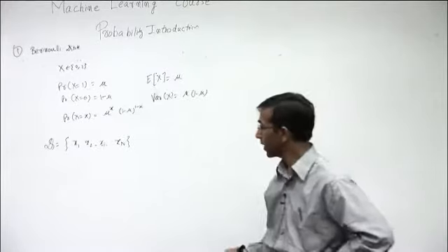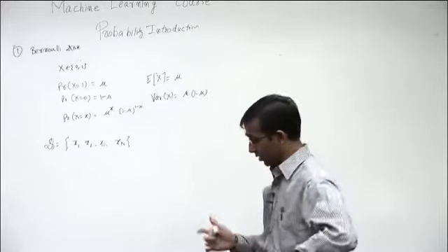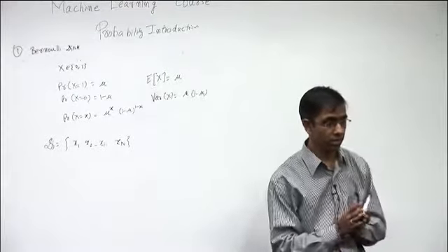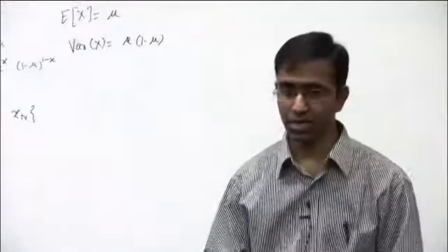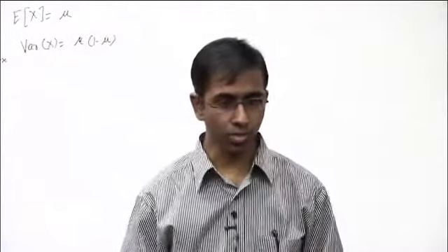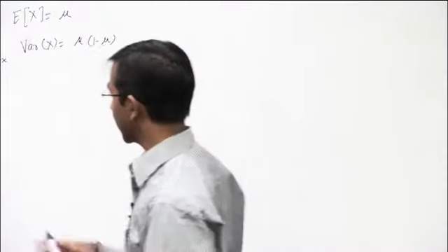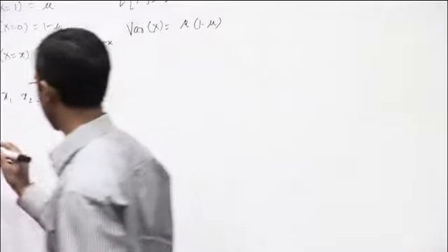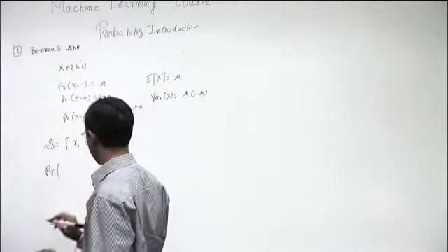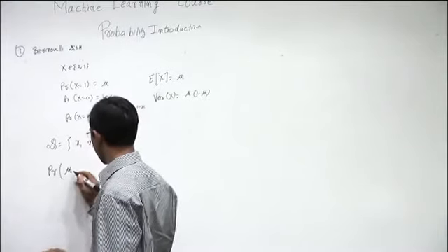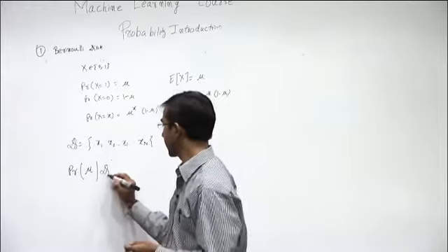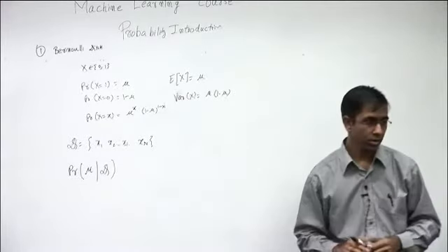Now I have no idea how biased the coin is, whether the coin is totally unbiased or whether it is biased. I just want to figure that out. So I can write the problem as wanting to figure out my mu, which I don't know, given this data set.